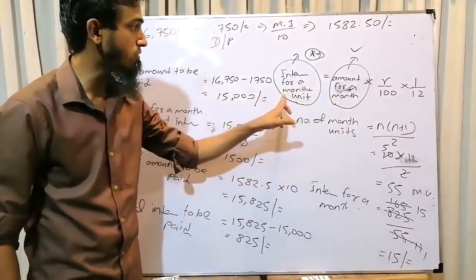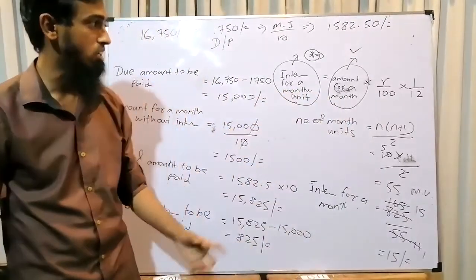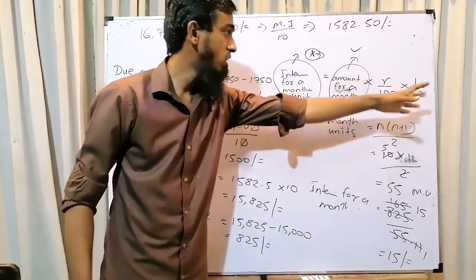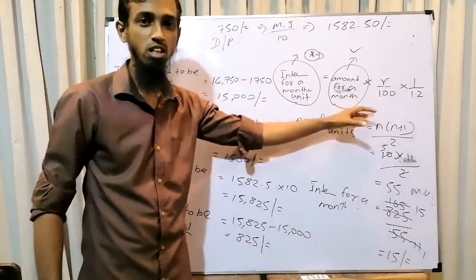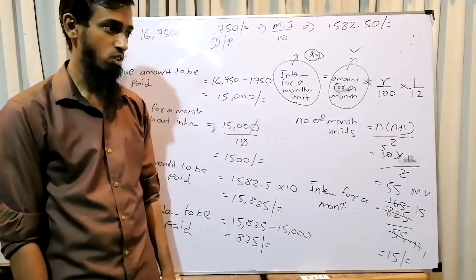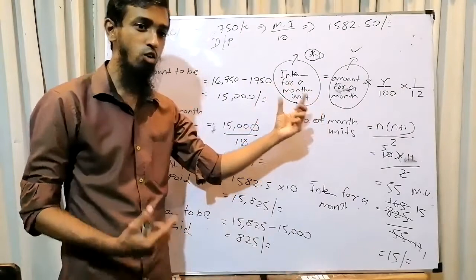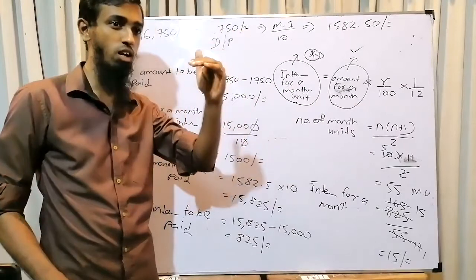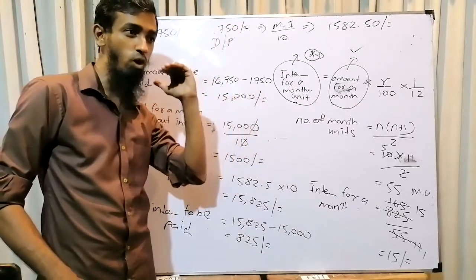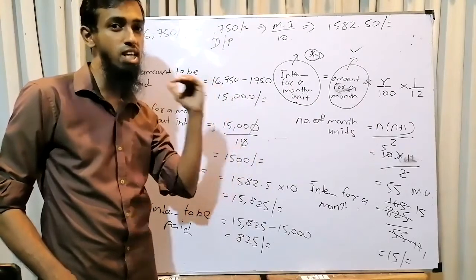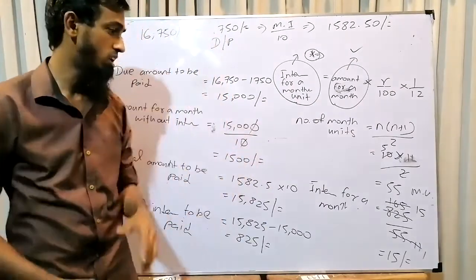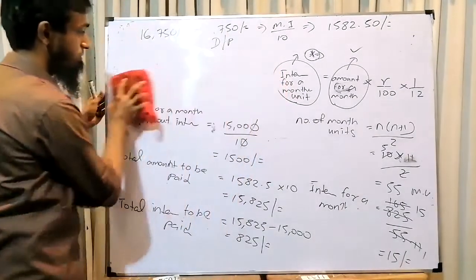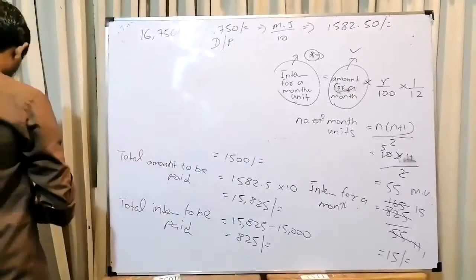We found the amount for a month and the interest for a month unit. The initial two we have. So if you substitute R, you can have an equation to find the interest rate. You can use this method, or you can use what we discussed previously: profit over cost into 100. Interest over the amount used to calculate the interest into 100 into 12. So that is our formula. Need to remember that formula.